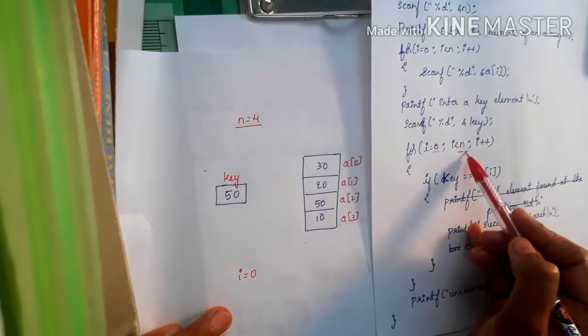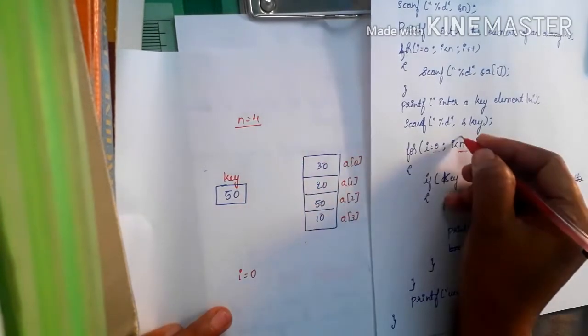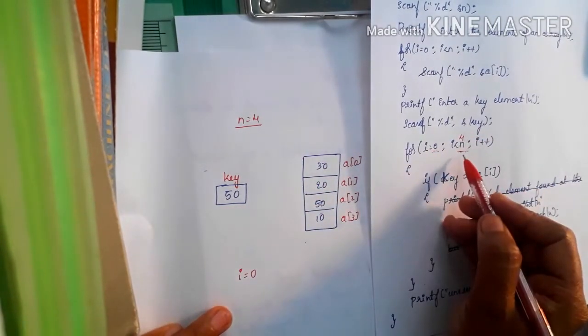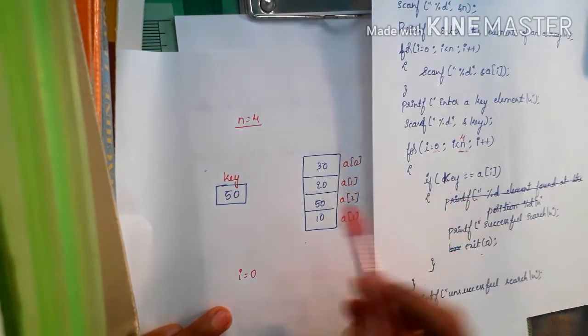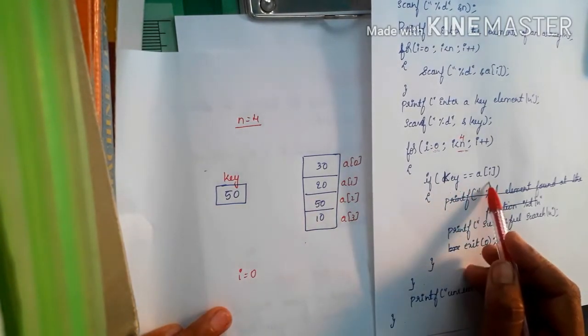Next, I less than n. Value of n is 4. Is I less than n? Yes. Control enters to for loop. Is key value 50 equal to A of I.